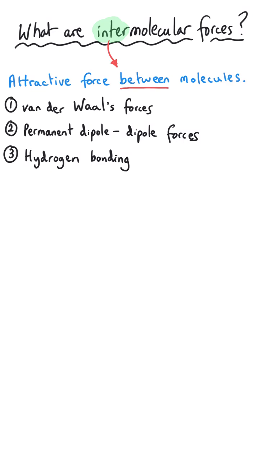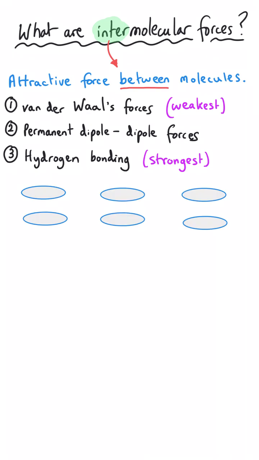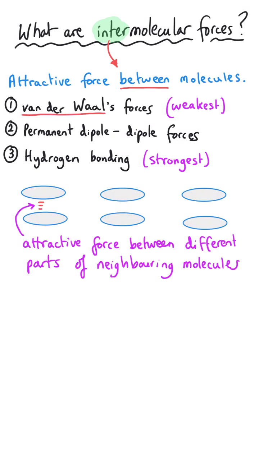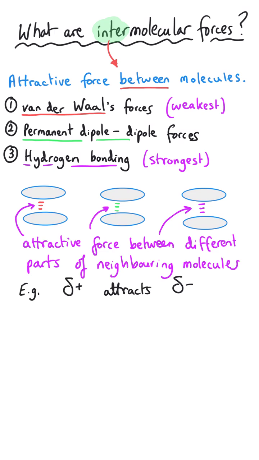And you also need to know that van der Waals forces are the weakest, then permanent dipole-dipole, and then hydrogen bonding. But what they all have in common is that one region of a molecule is attracted to another region of a neighbouring molecule. And this is usually because one region is slightly positively charged and another region is slightly negatively charged. And I go into more detail about polarity in a different video.